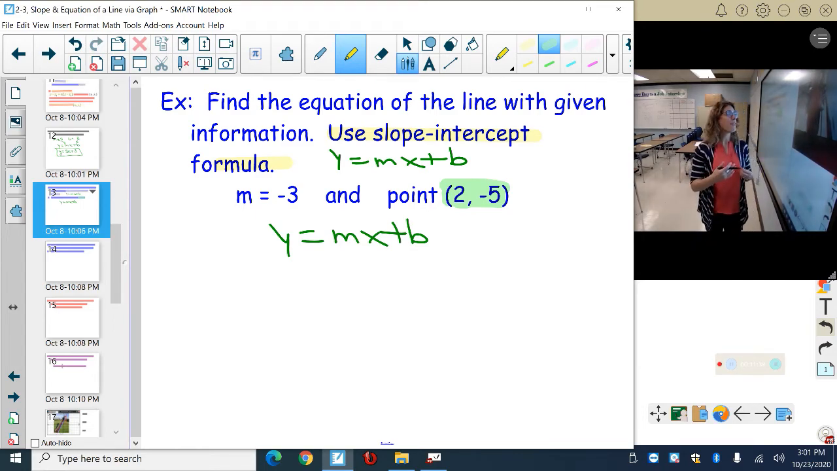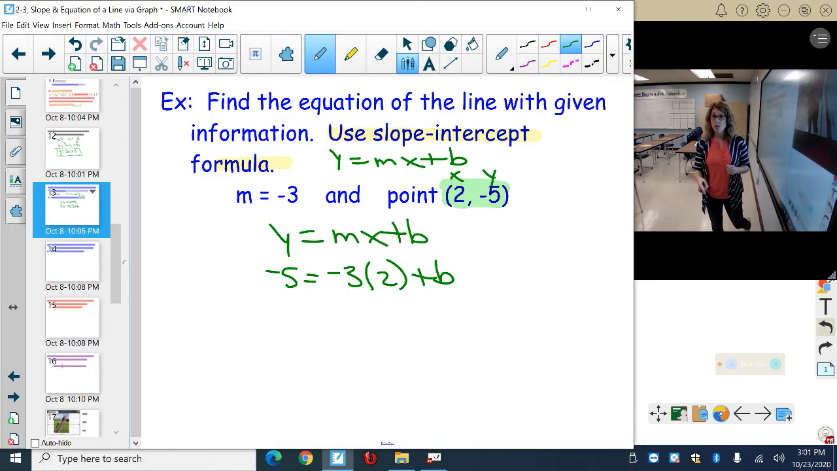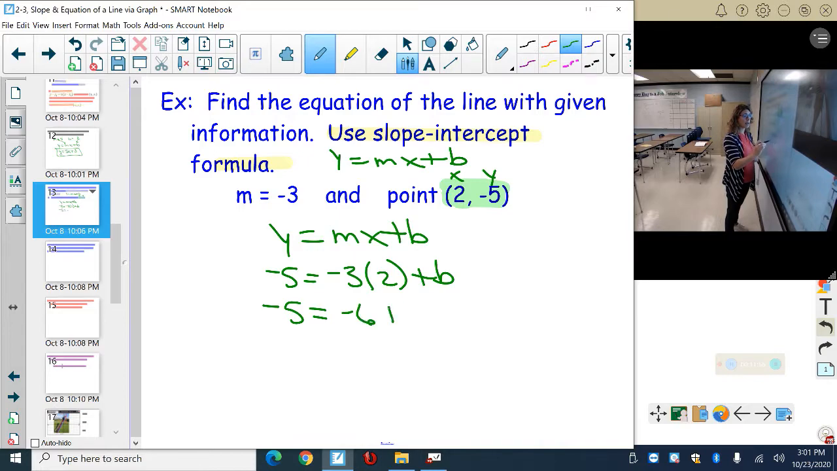So since it's not, I have to label my point. I'm going to label my point x, y. And I'm going to plug in what I know. I know y is negative 5, I know m is negative 3, x is 2, but what I don't know is b. B is our y-intercept, and we're solving this equation for b. So negative 5 is equal to negative 6 plus b. Add the 6. I have 1 is equal to b.